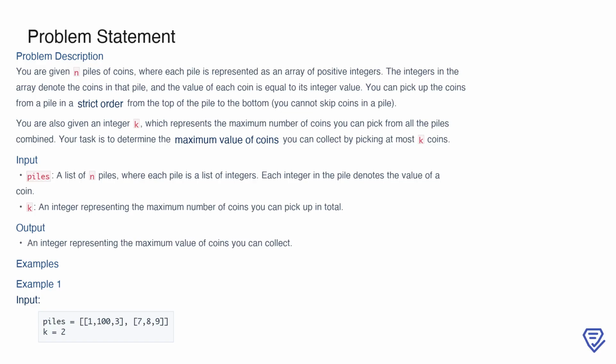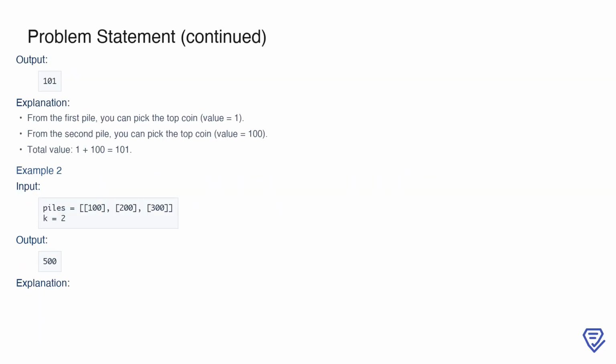The input consists of the piles array, representing the coin values in each pile, and the integer k. The output will be a single integer, representing the maximum value of coins you can collect under these constraints. For example, consider the input where the piles are 1, 100, 3 and 7, 8, 9, and k is 2. To achieve the maximum value, you could pick the top coin from the first pile, which has a value of 1, and then pick the top coin from the second pile, which has a value of 100. Adding these together gives a total of 101. As a result, the output for this case is 101.